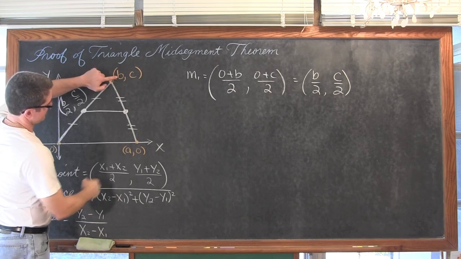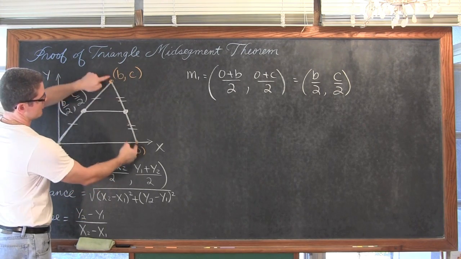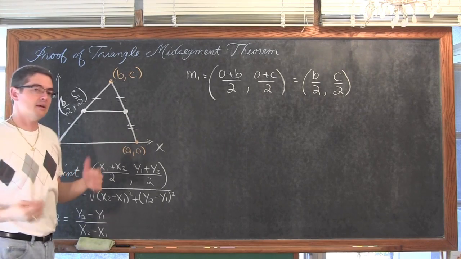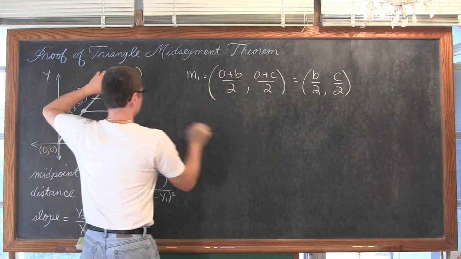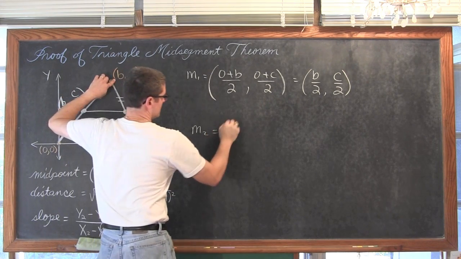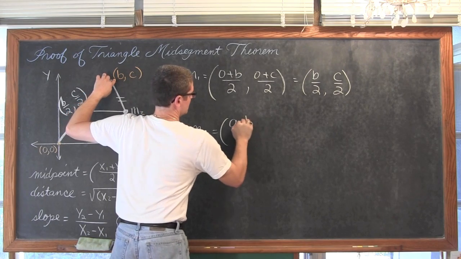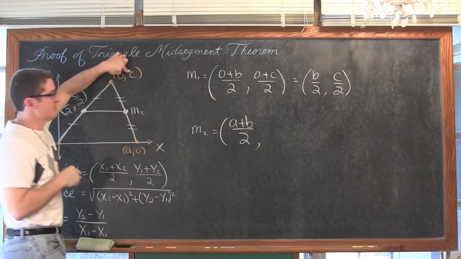Now let's find the midpoint on the right-hand side. What is the midpoint between these two points here? Well, again, we're going to add the x's and divide by 2, so a plus b. And let's call that midpoint 2. So a plus b divided by 2. Let's take the y values and do the same. Add those and divide by 2.